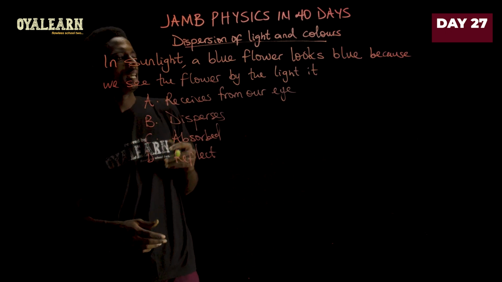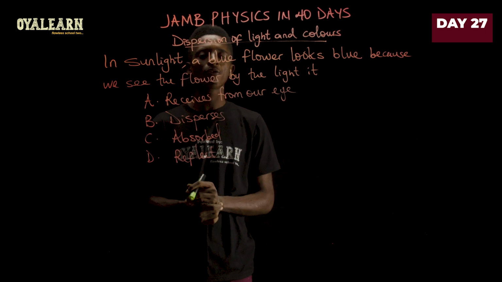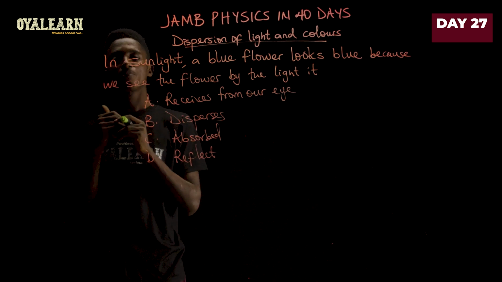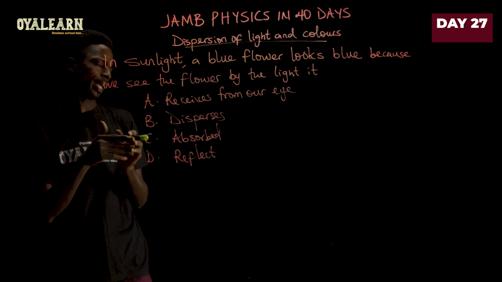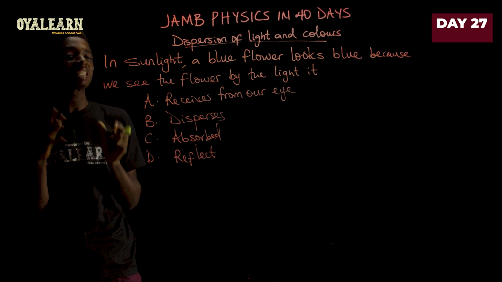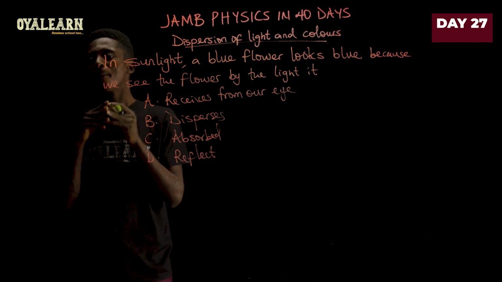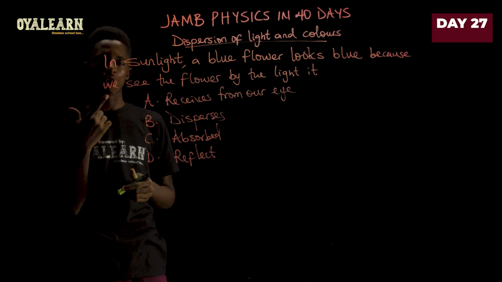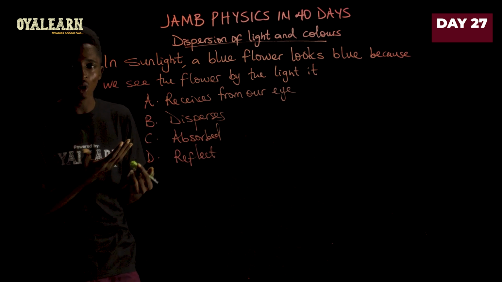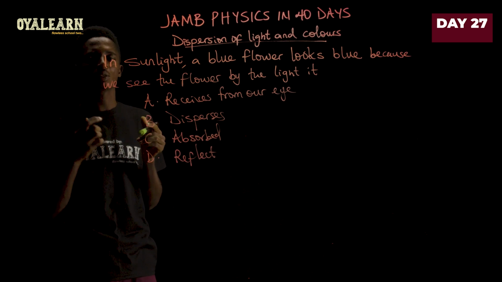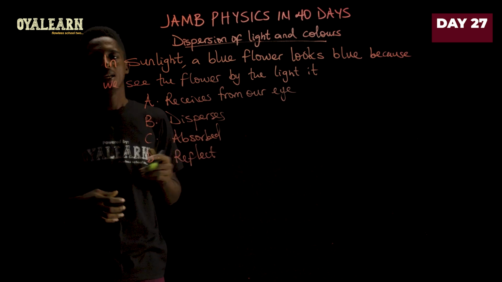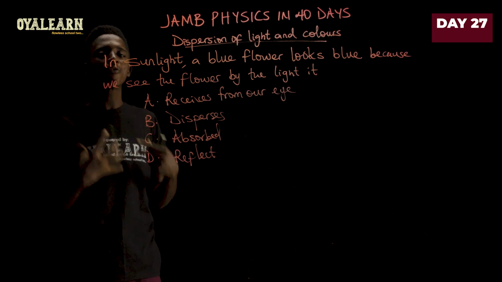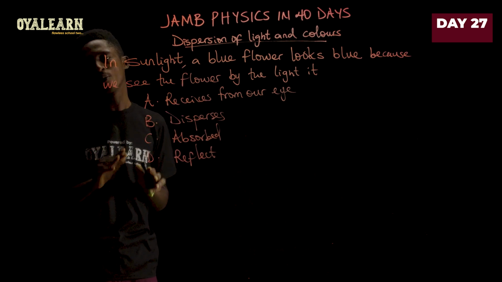In sunlight, a blue flower looks blue because we see the flower by the color it reflects. Now, this is not limited to just flowers alone, but basically everything that we see with our eye. Our eye is able to observe colors in the visible spectrum based on what it perceives from the object that it is set on. The eye itself cannot create colors. So what happens is that whenever light shines on the object, it absorbs all that color spectrum and is only able to reflect the one that is the color of that object itself.